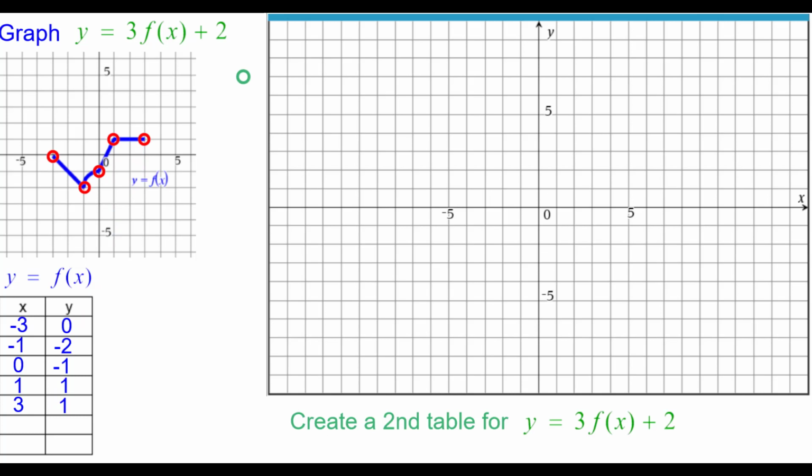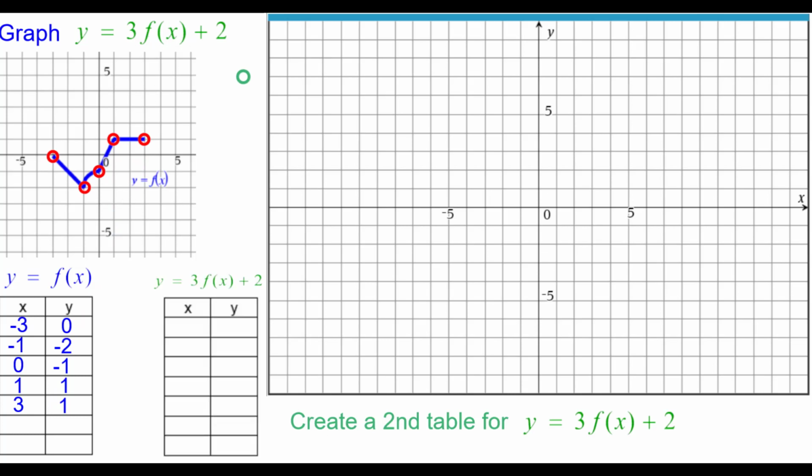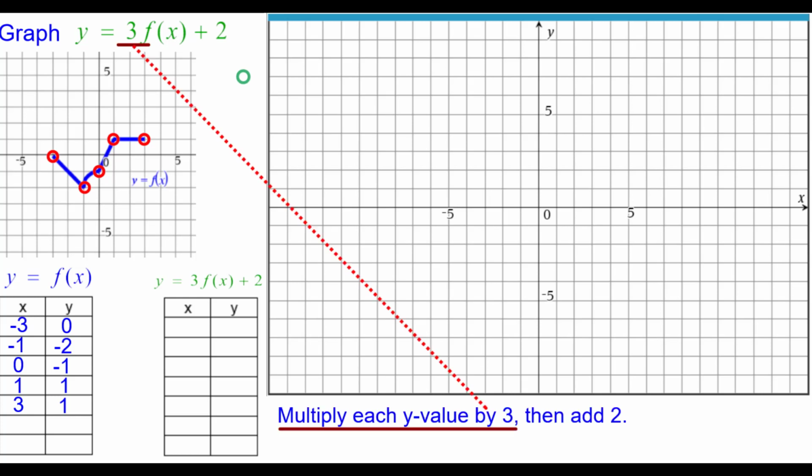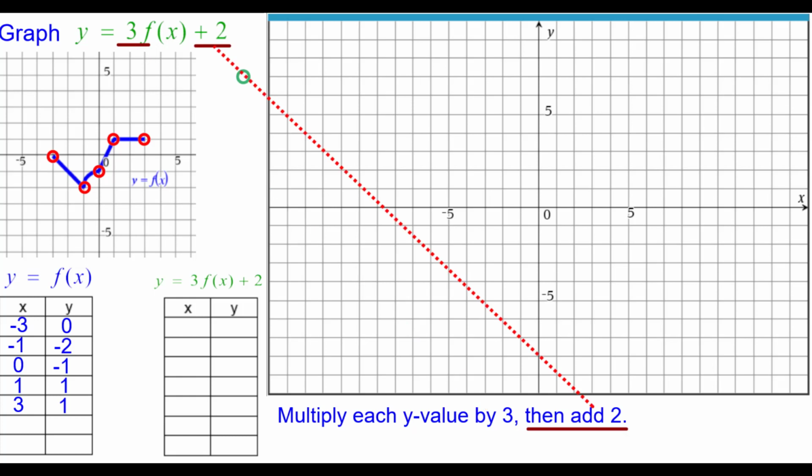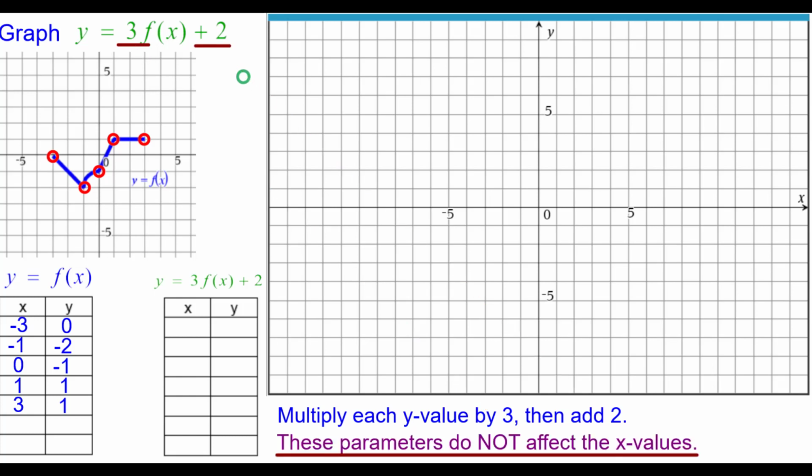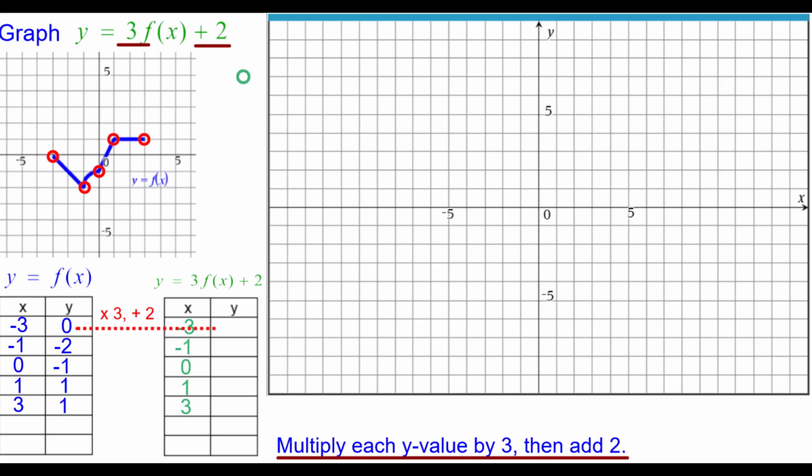I need to create a second table for the function that we want to graph here in green. And we'll look at the parameters: the 3 multiplies each y value by 3, and the plus 2 adds 2. These parameters do not affect the x values, so we'll keep the x values the same as they were. But we need to multiply each y value by 3, then add 2, in that order by the order of operations. So 3 times 0 is 0, plus 2 is 2. You can see the calculations here.